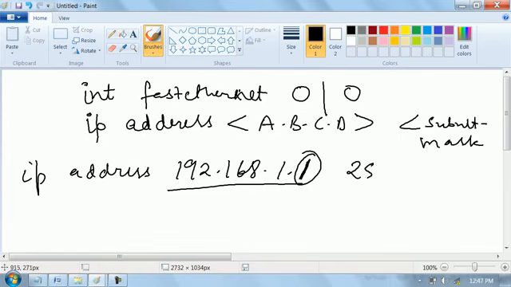What subnet mask will I assign? 255.255.255.0. Now guys, how do you calculate network ID? By applying AND operation. Agree? How do you calculate network ID? By applying AND operation. Yes. Same way, you are using the same way. Router is using it. Agree? What will router do?